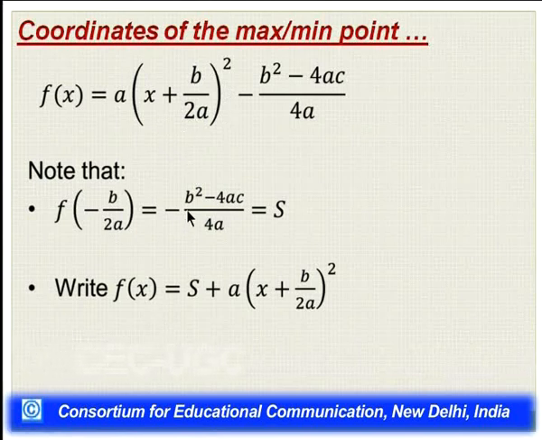Right. Now, just for the sake of convenience, let us write our function f(x) as s plus a times (x + b/2a)². So I'm basically writing this expression, minus (b² − 4ac)/4a, as s, and to this value I'm going to add a times (x + b/2a)². So it's just a different way of writing the same expression.